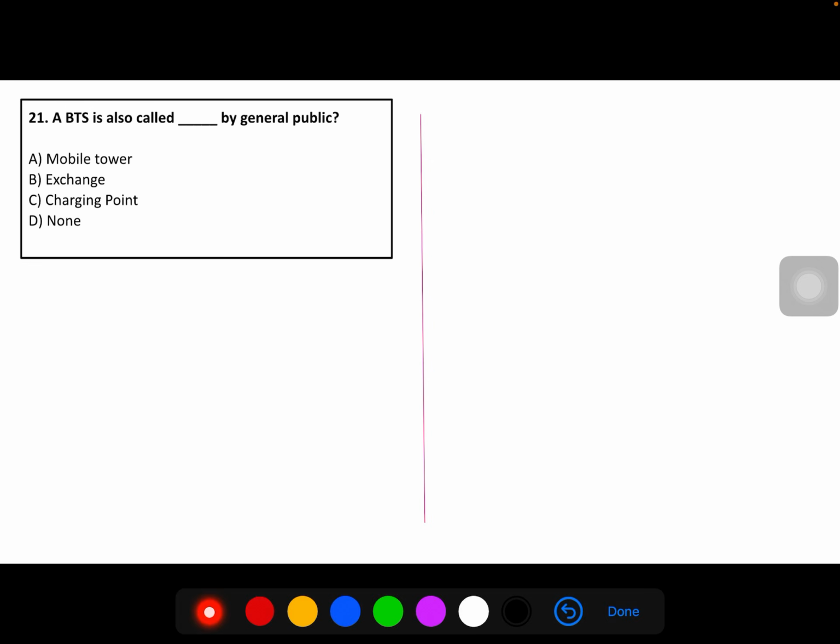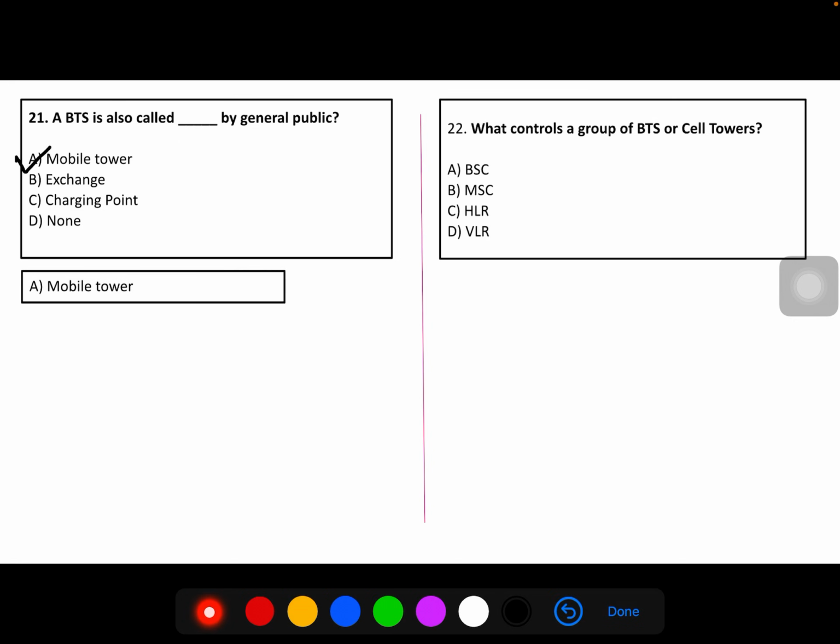Next question. A BTS is also called dash by the general public. BTS is simply the towers which we see in our cities installed for each connection. So BTS is the mobile towers. So the correct option is A. Next question. What controls a group of BTS or cell towers? This BTS is taken care of by BSC, that means base station controller. So the correct option is A. And further, the base station controller is maintained by MSC.